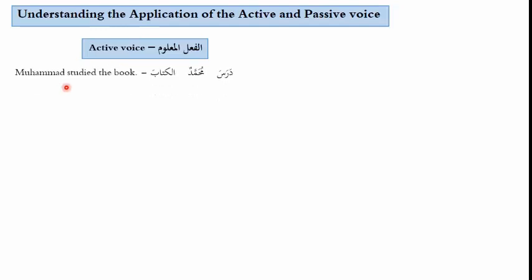Okay, so we are still dealing with understanding the application of the active and the passive voice. So we have al-fi'l al-ma'lum, the active voice. Here's our first sentence. Muhammad studied the book. Darasa Muhammadun al-kitaba. In this sentence we have al-fi'l al-ma'lum, darasa. Muhammad is fa'il and al-kitab is maf'ulun bihi.